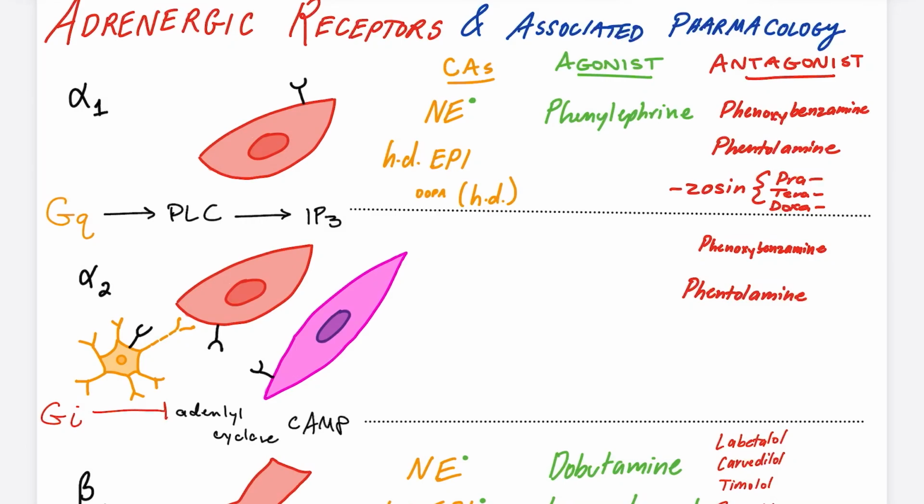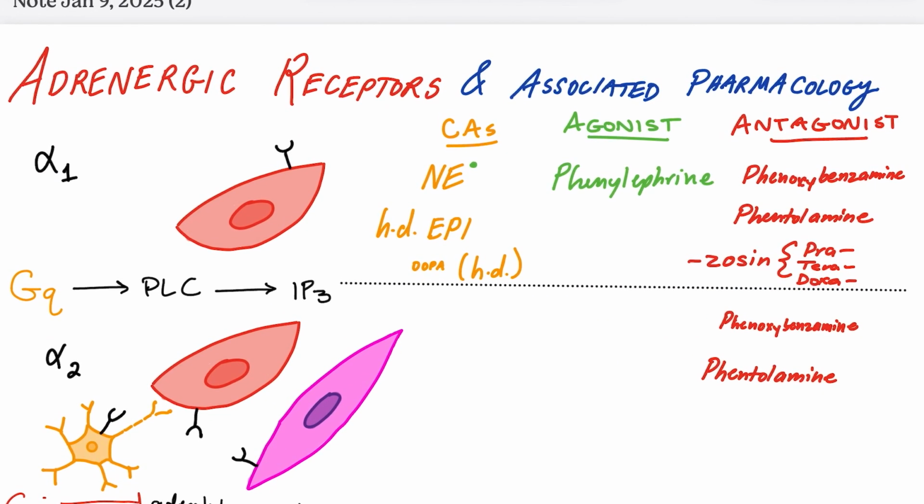This video is going to focus on adrenergic receptors and their associated pharmacology. There are four main adrenergic receptors: alpha 1, alpha 2, beta 1, and beta 2. And I'm going to describe them in a bit more detail before moving on to the pharmacology and their physiological concepts.